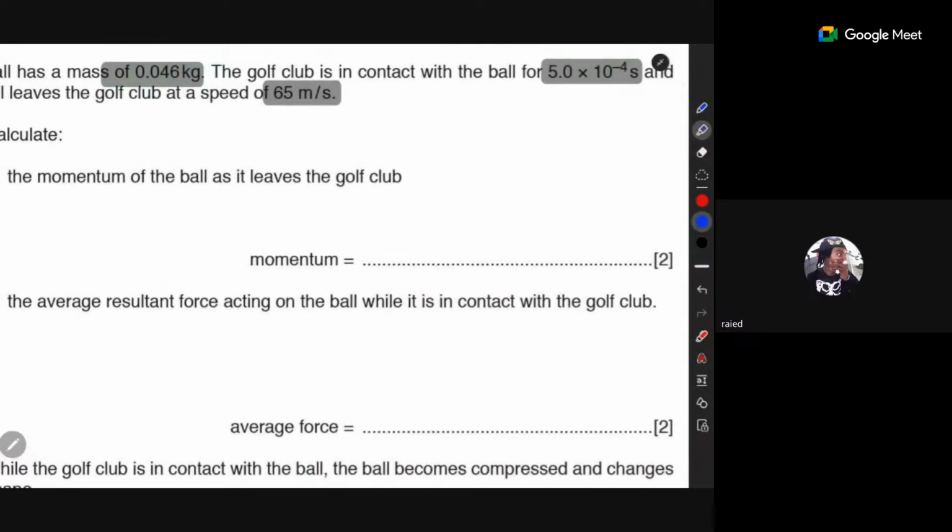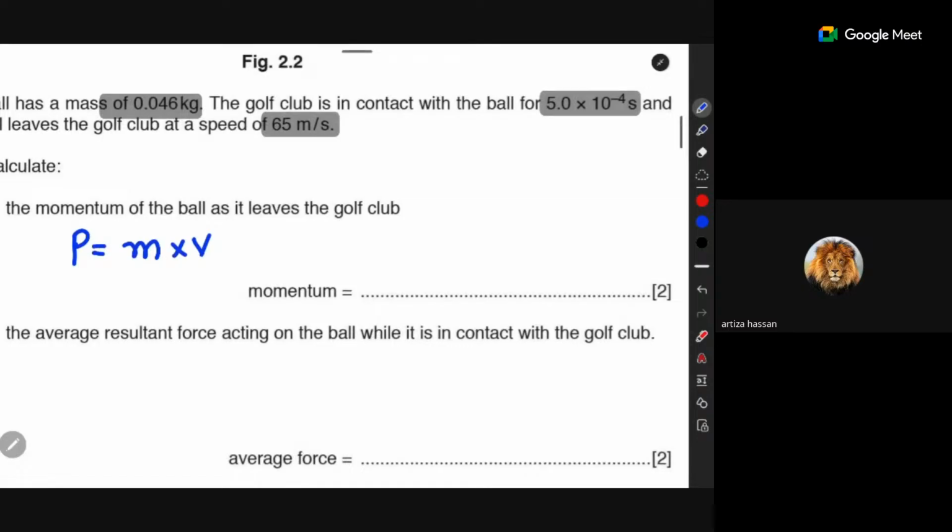So, Irtuza, can you tell me what will be the formula used? Mass multiplied by velocity. Yes, very good. So, we will simply say that momentum is equal to mass into velocity. Yes, Ibrahim, velocity, mass. What is mass? So it's 0.046 kg. Okay. And Muhammad, what is velocity? Speed. That's speed, 65 meters per second. Yes.